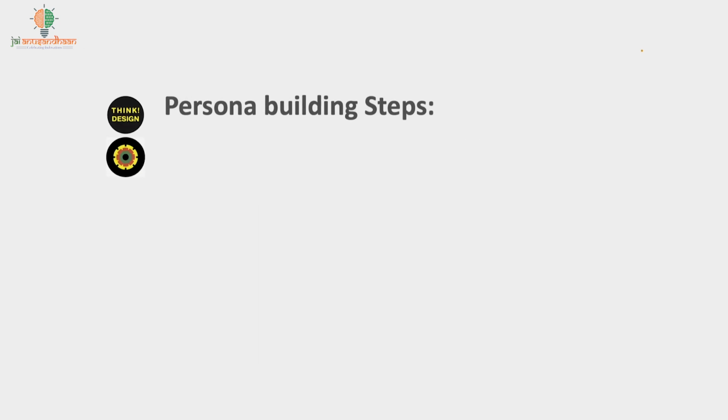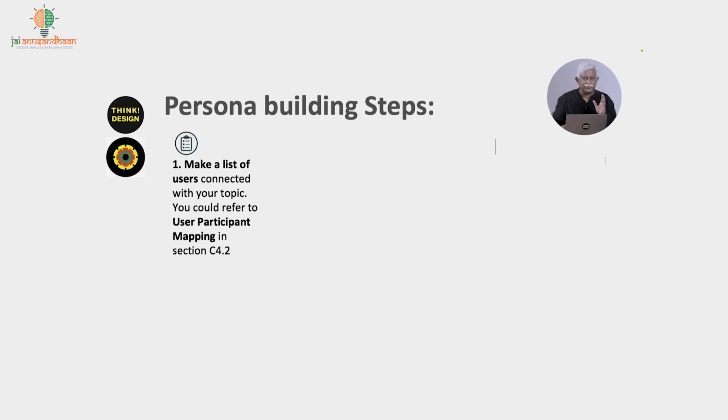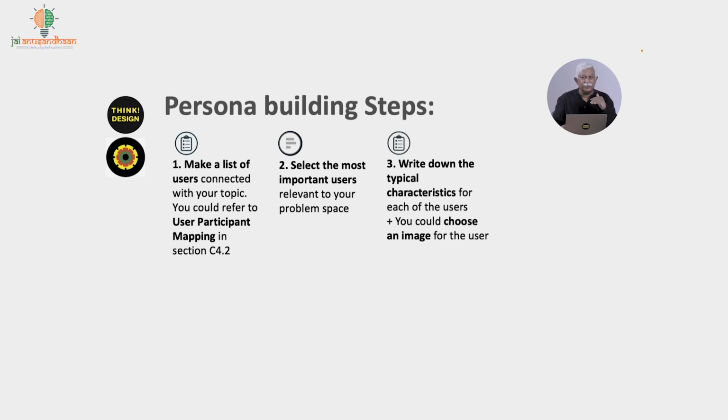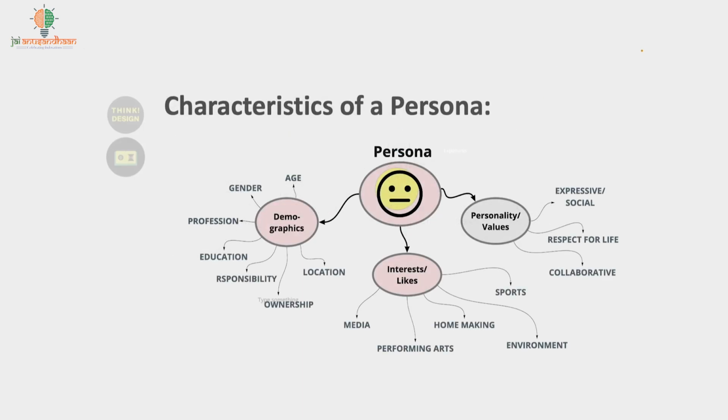Let us look at the steps in building a persona. First, make a list of the users connected with your topic. You could refer to week 4 of user participant mapping. Select the most important users relevant to your problem space. Write down the typical characteristics for each of the users. You could also choose an image or sketch the user. You could also create a user scenario or story depicting the different steps of the user activity. So, you could do a mind map.